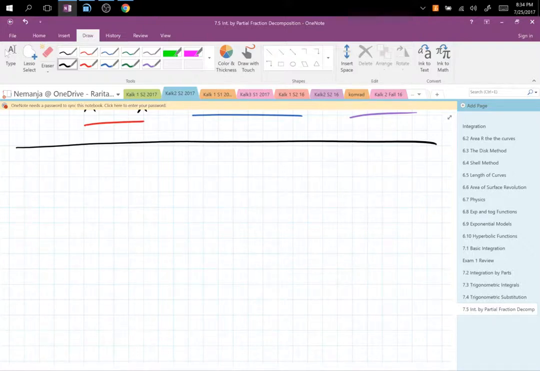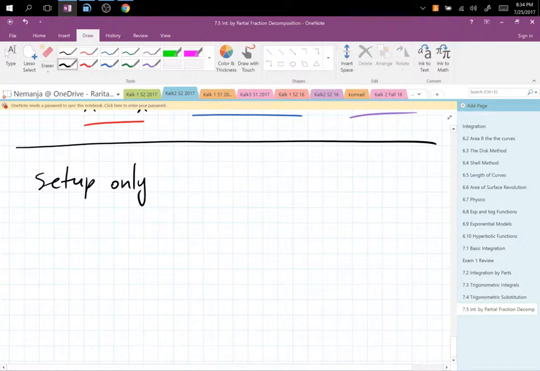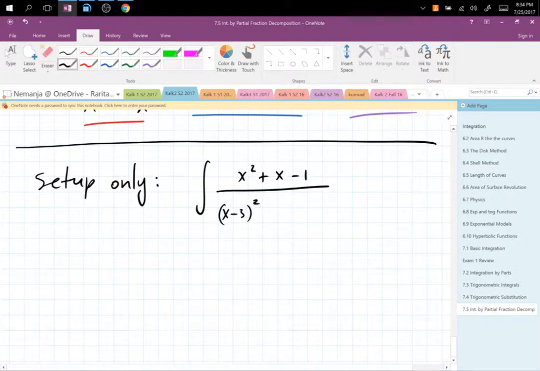So let's have one for you too. So set up the integral. Yeah, the ugliest I ever write. There we go. There you go. Have fun.